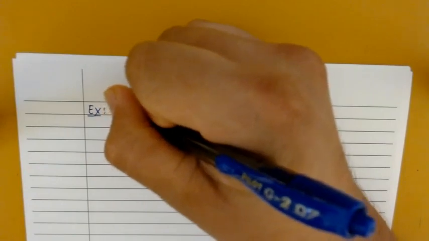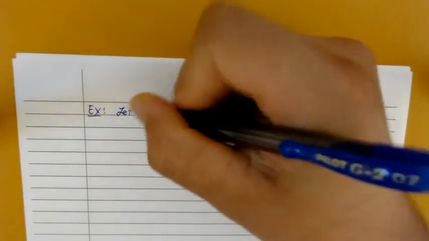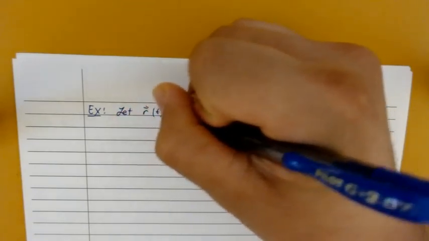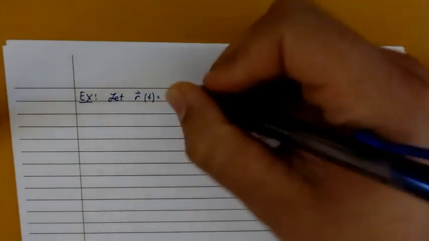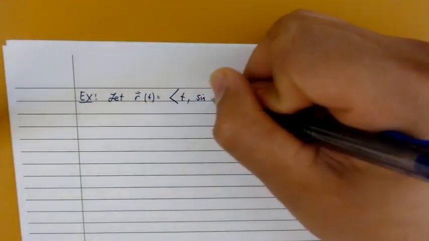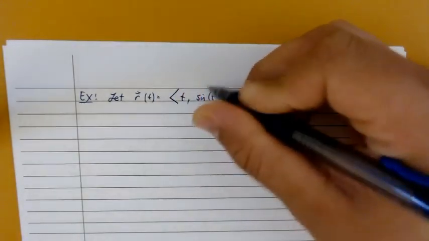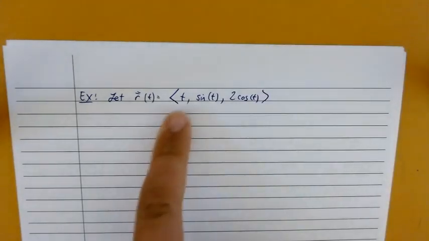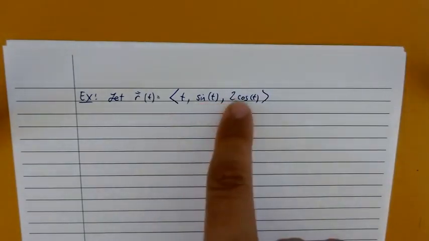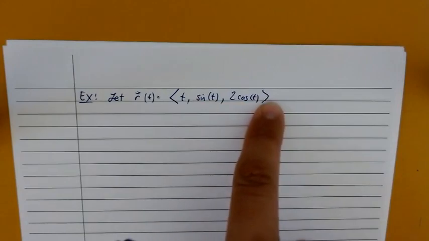So for example, let r of t, here I'm going to write this in the vector form rather than the component form, t comma sine of t comma 2 cosine of t. And if you prefer, you can always write it as ti plus sine of tj plus 2 cosine of tk. But these are equivalent, right?